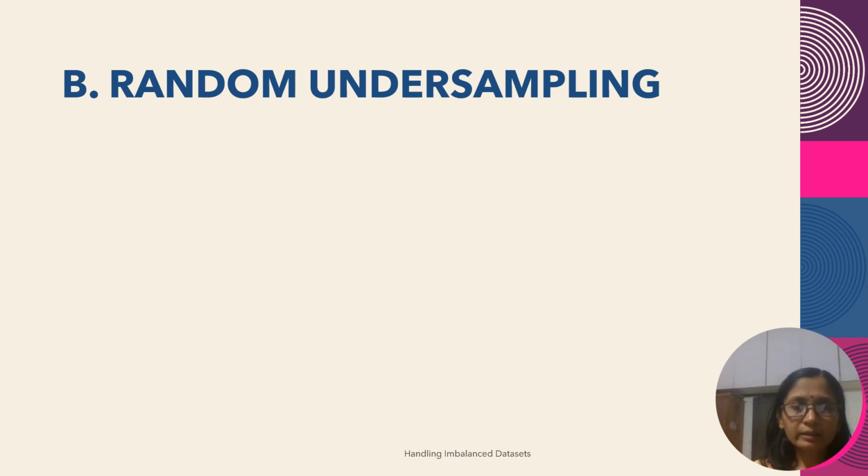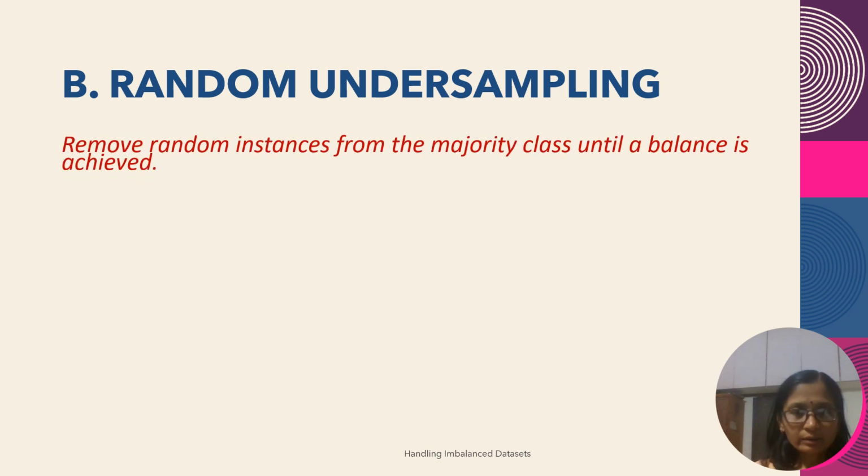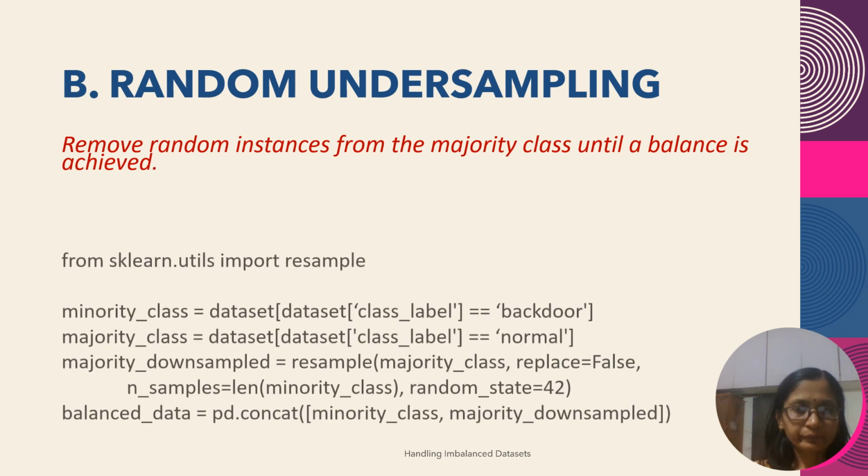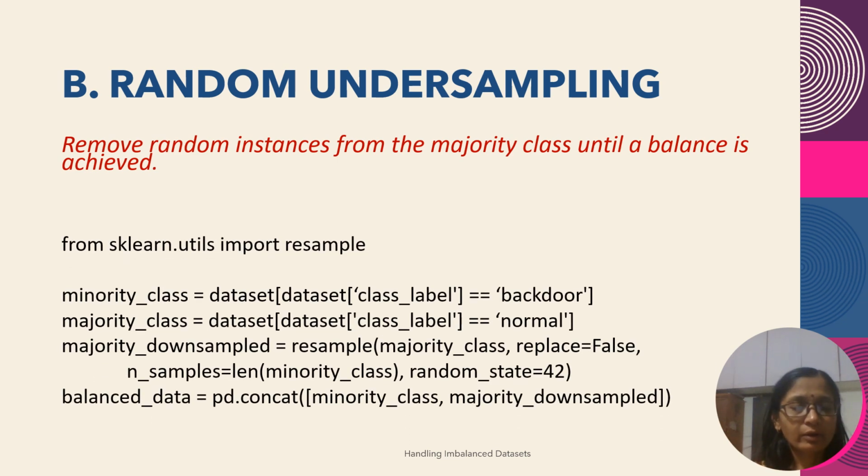So in random undersampling, what we are doing is reducing the instances from the majority class until we have a balanced data set. In our case, we have to reduce the records from the normal class. So that also we can do using Python, where I have to again use the same resample function, where the first parameter, what I want to change now, instead of the minority class, I want to change the majority class. Then I don't want to have duplicates, because obviously we are reducing the number of samples. That's why replace equals false.